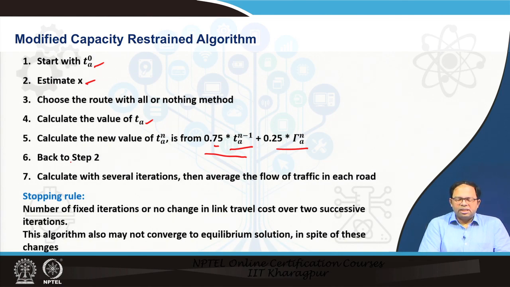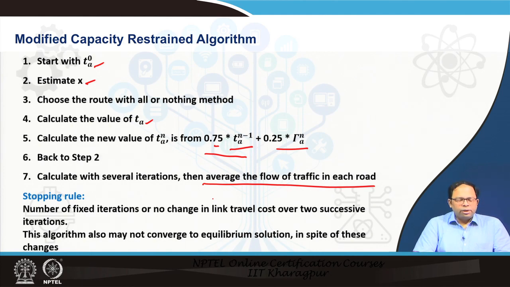We calculate with several iterations. We can do it for any number of iterations. Then we calculate the average of both flow and time for all the iterations, and that is our result. So we take the average value. So first we smooth it and then we average it out.